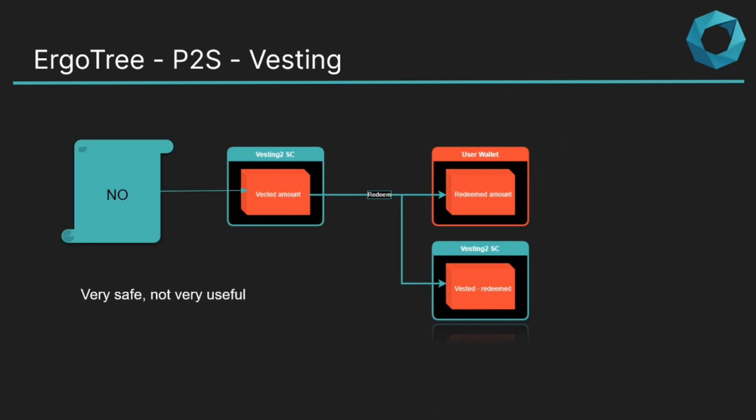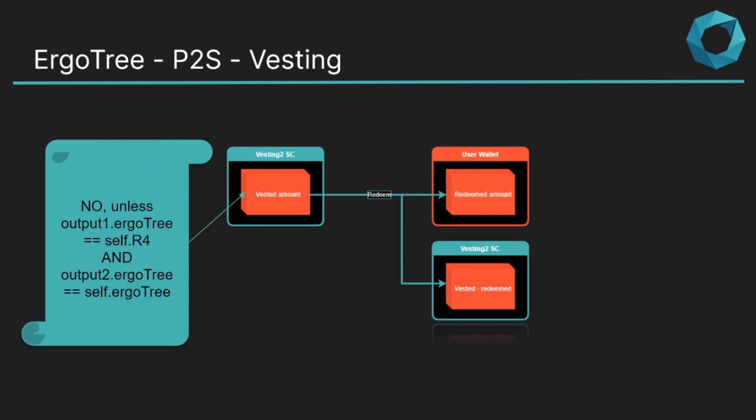So how do we do that? Where do we start? Personally, I like to start with the most secure script possible, one that always returns false. So we just add an ErgoTree to this box saying no to any transaction that tries to spend it. It's very secure. These funds are not going to get stolen out of this box. But of course, it's also not very useful because the user will not be able to get them either. So we need to add on to this.